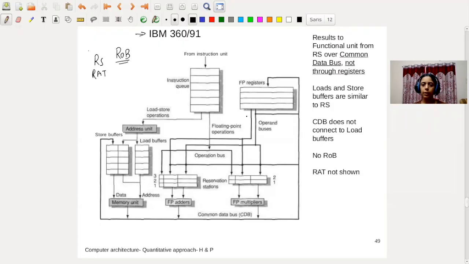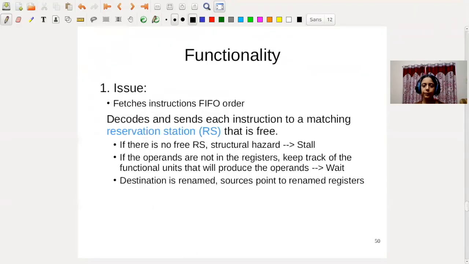So we know that there are these registers, and then there is this instruction queue. Then there is a common data bus which is connected to the reservation station and to the registers. We have not shown the reorder buffer yet, and we have not shown the RAT in this structure. So let us first see broadly how the functionality of this machine is described. So broadly, they describe the functionality as three stages.